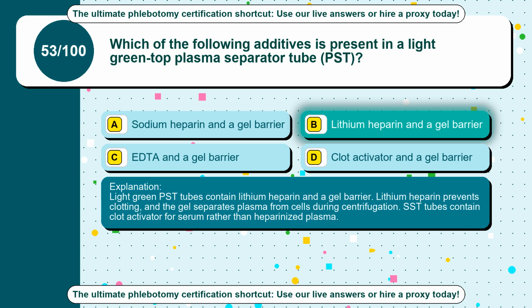Light green PST tubes contain lithium heparin and a gel barrier. Lithium heparin prevents clotting, and the gel separates plasma from cells during centrifugation. SST tubes contain clot activator for serum rather than heparinized plasma.